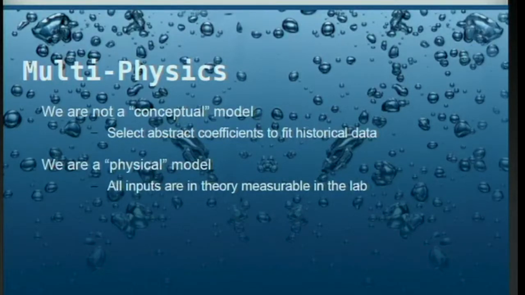And that means that all of the parameters, all the inputs to our model, are in theory testable in the lab. So you know the porosity, the conductivity of the soil, those kinds of things are what we take in as inputs. We don't fit to historical data. You have a map, you have the soil types. We say in theory they're measurable in the lab because you have a limited resolution in your land surveys.